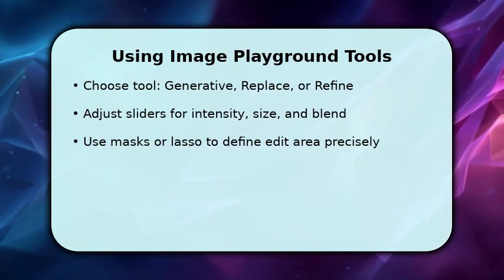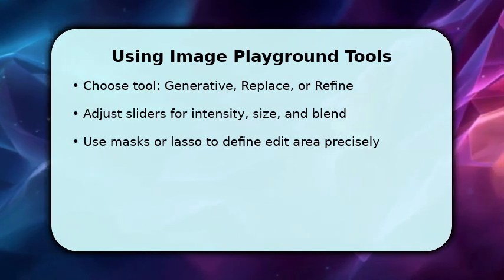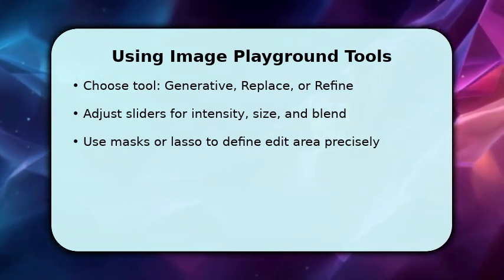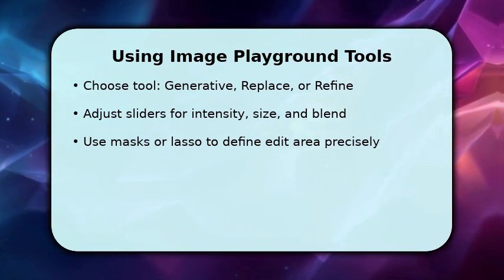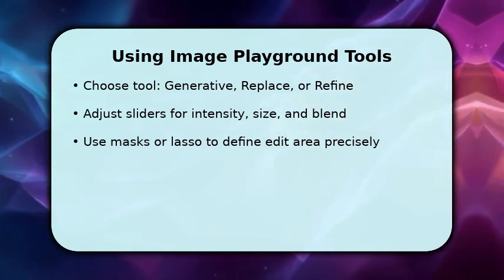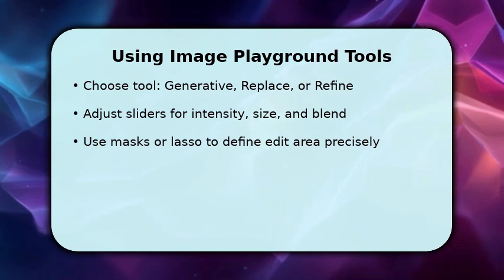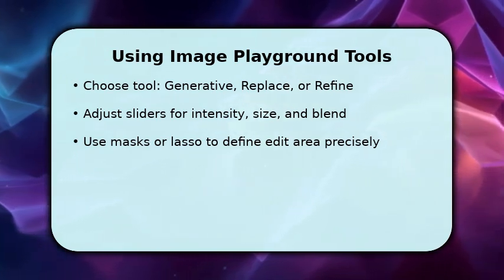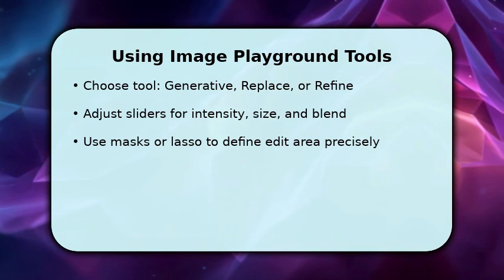You now enter the core workflow. Select Generative, Replace, or Refine depending on your goal and why. Generative adds content, Replace swaps elements, Refine improves texture. Once chosen, draw or use the lasso to mask the area. This tells the model where to act.